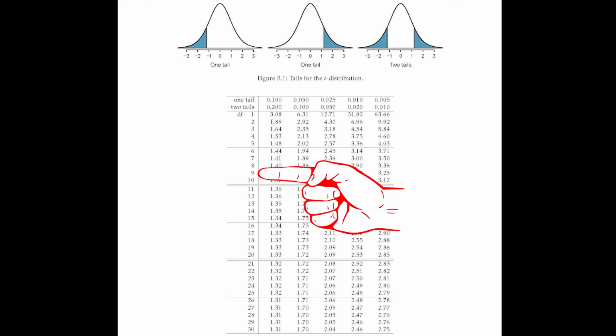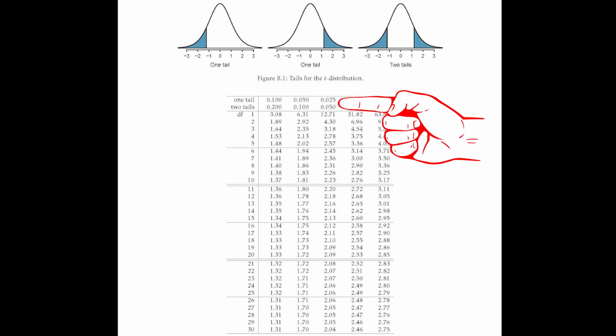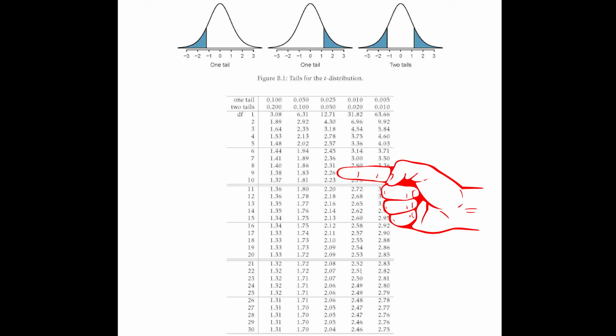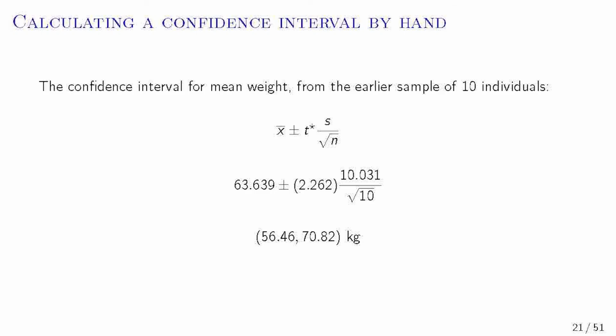First, we need the degrees of freedom for the critical value we're trying to find. In this case, we had n equals 10, so 10 minus 1 is equal to 9. Next is to find the confidence level. We're looking for 95%, which means that on a two-tailed test, there'll be 5% left over. So if you look at that two tails line, you see the 0.050, that's 5%. Then we find the point where both of these meet. So 9 degrees of freedom, 0.050. That means we have a critical value of 2.26.